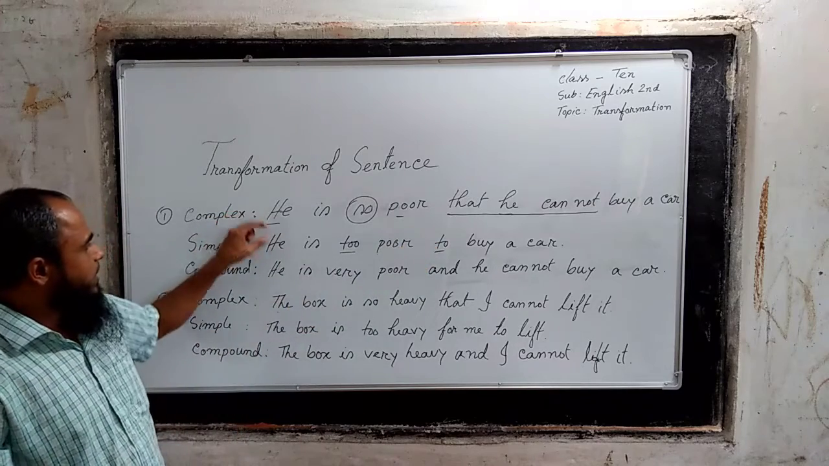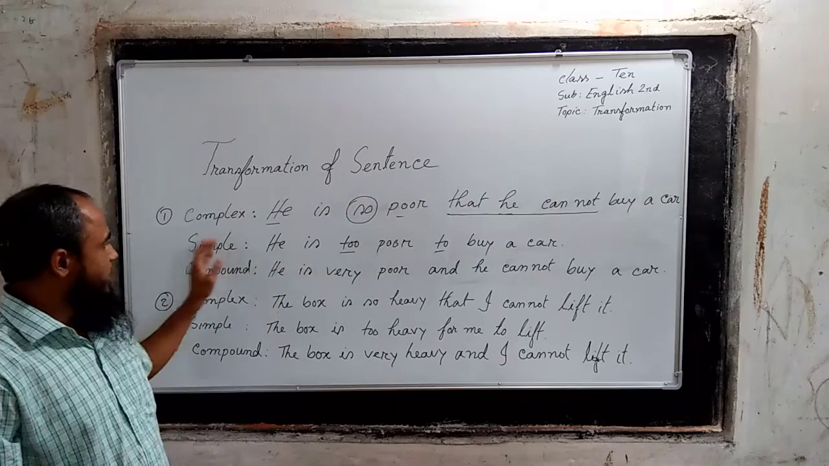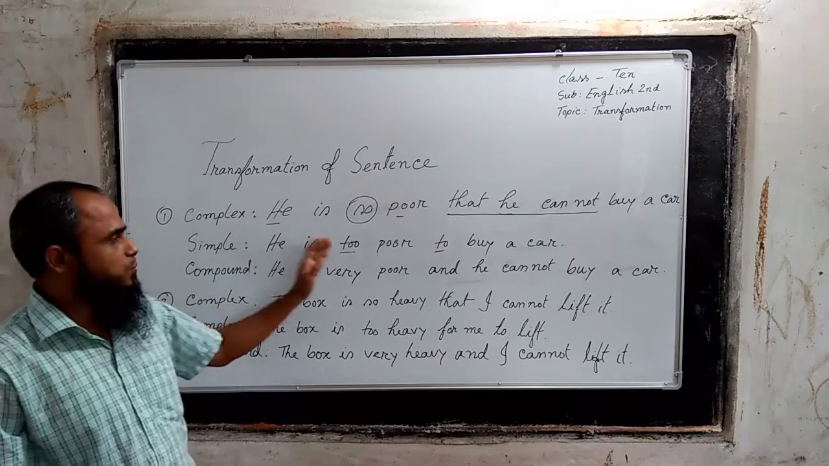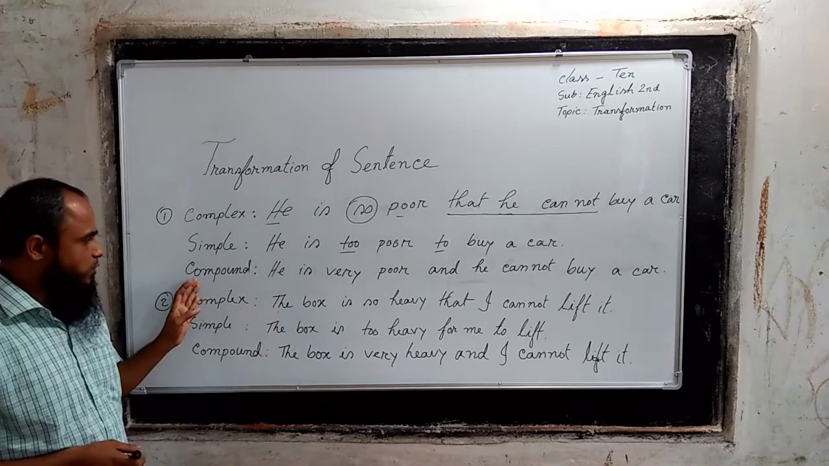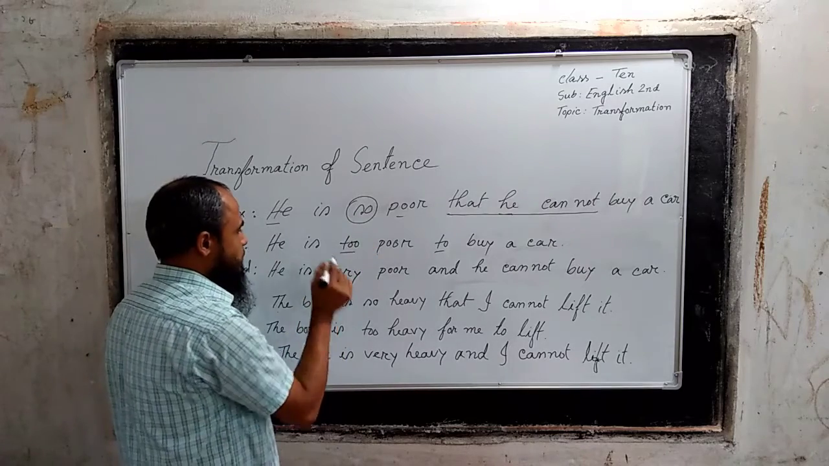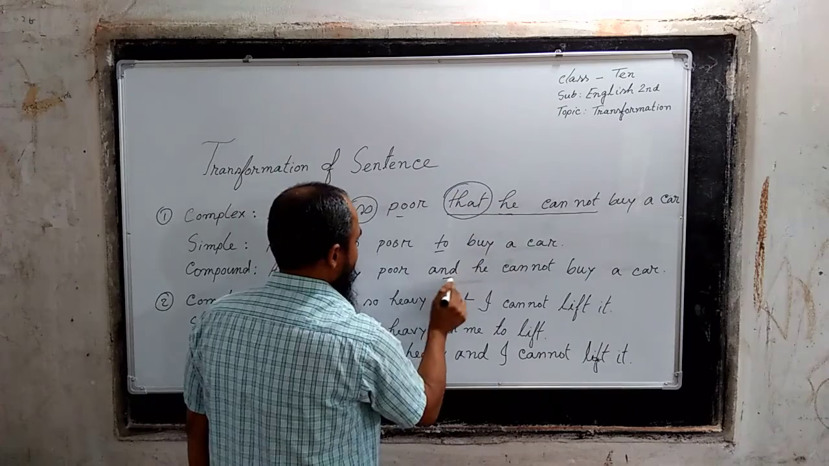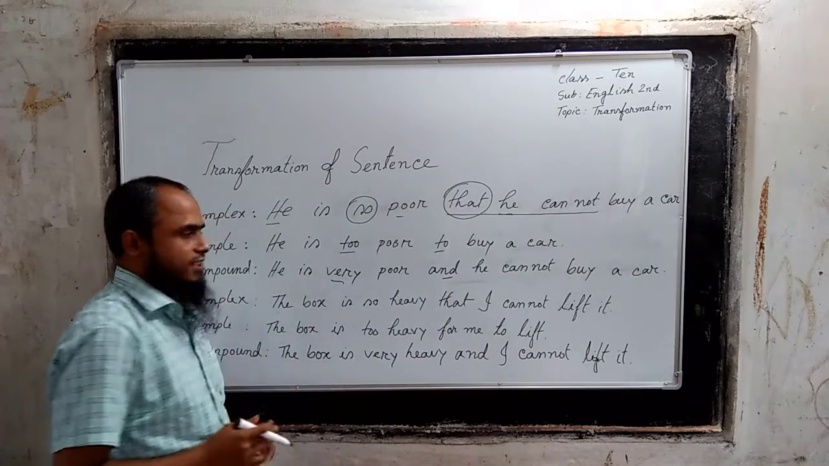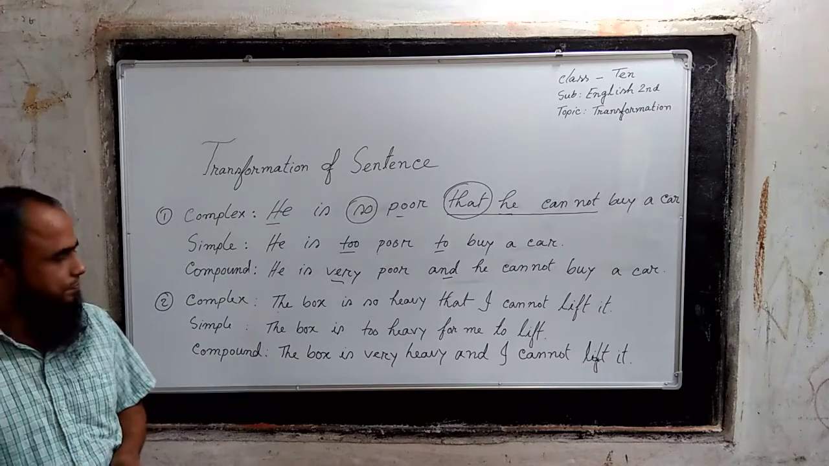So if you are told to make "he is so poor that he cannot buy a car" a simple sentence, you will make it this way: he is too poor to buy a car. And if you are told to make it a compound sentence, then you have to use very. Instead of so, you will use very, and after that, instead of that, you will use and, and all other things will be the same as in the complex sentence.